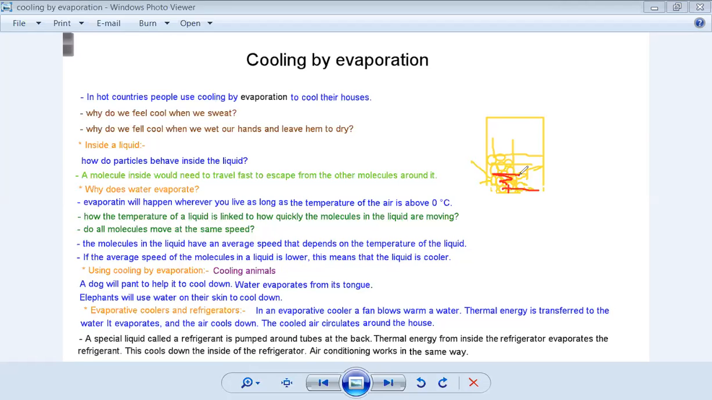Can you repeat that again, Sana? We said that when these fast moving molecules escape from the liquid, this reduces the level of the water, right? Yes. Okay, when the level of the water reduces, this will reduce the average speed of the other molecules that are left behind, the molecules that we can see here. This will decrease their average speed.